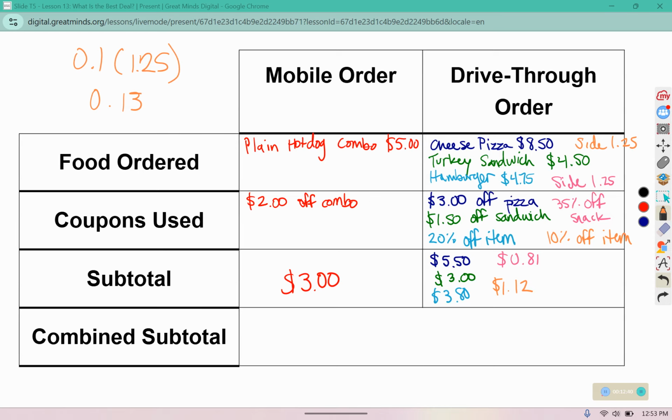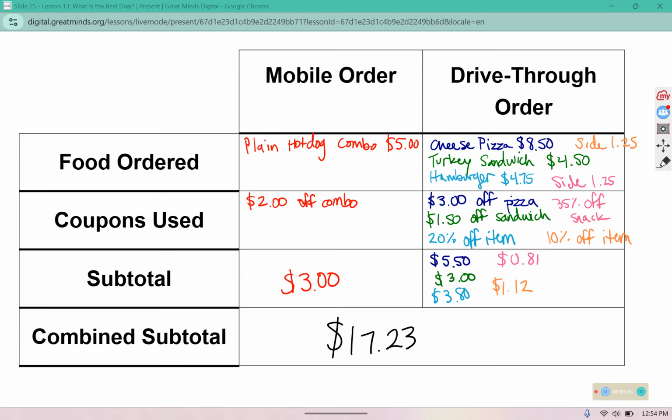Now our combined subtotal is going to be all of our subtotals added together. So we have $3 for the hot dog combo, $5.50 for the pizza, $3 for the sandwich, $3.80 for the hamburger, 81 cents for one of our sides, and $1.12 for the other, which gives me a subtotal of $17.23 for all of these items.